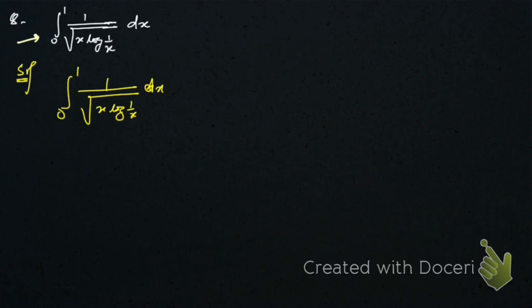Now in this case, as I have already explained, log of 1 by x is equal to minus log of x, right? That is nothing but minus log of x. So now let us consider minus log of x to be equal to t.